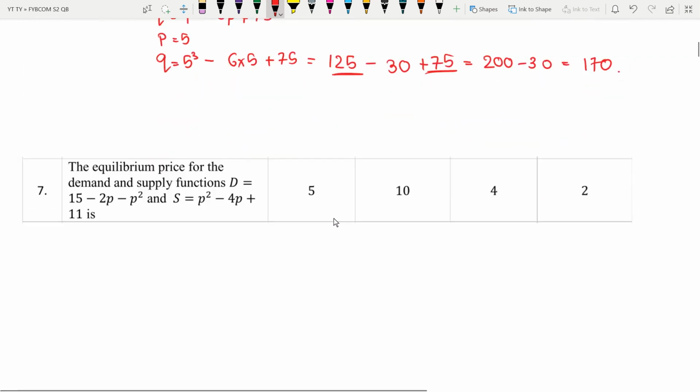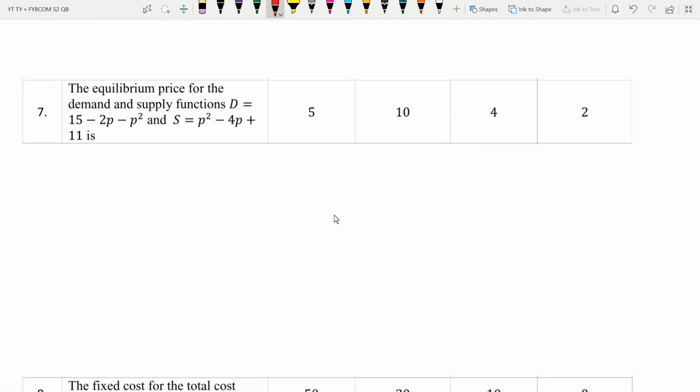Okay. So now we come to question number 7, my dear students. The equilibrium price for the demand and the supply is given. Okay. What is an equilibrium point? Whenever your demand is the same as supply, that particular price would be called an equilibrium price, right?